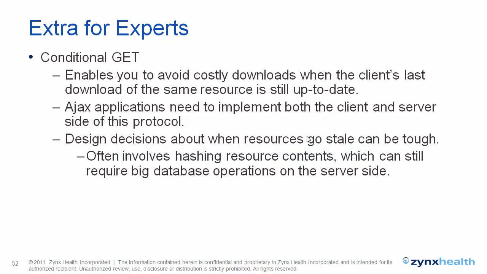Conditional get is a way of reducing the load on your server and increasing response time to your clients by telling the client that it can use the representation that it already got earlier and cached, because that representation hasn't changed since the last time they got it.